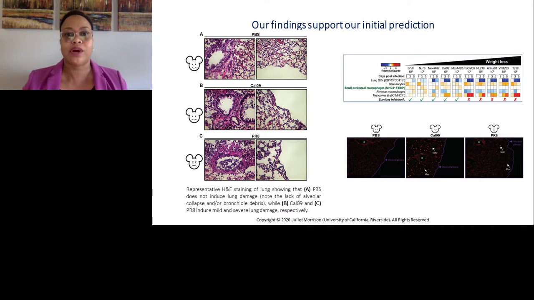And this actually supports our initial prediction, because we had predicted that in the case of severe flu, we wouldn't be seeing this pleural macrophage population. And we further followed up by looking at the histopathology of these mice and found that in the case of our California 09 versus our PR8, we see a lot more debris and bronchiolar collapse in our PR8 mice, showing that this is indeed severe flu versus mild flu.